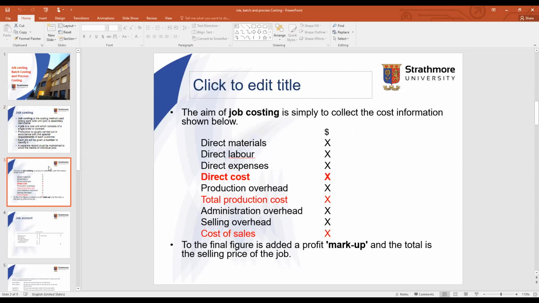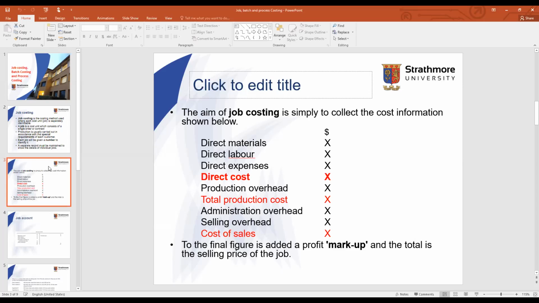Now that's how to prepare for job costing, the same way that we did with product costing. The aim of job costing is simply to collect the cost information as shown below, to determine what cost you incurred for the entire job you have prepared for this customer. So first determine the direct material incurred so far in this particular job, then the labor cost incurred, plus any direct expense you may have incurred.